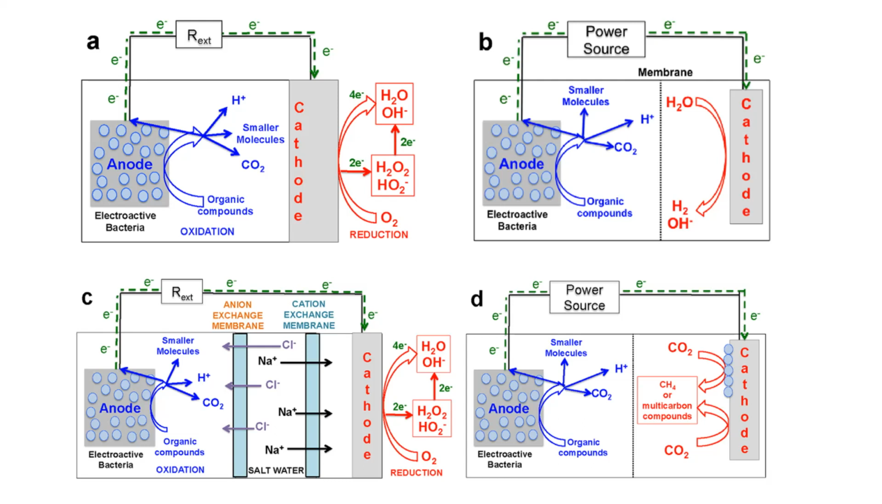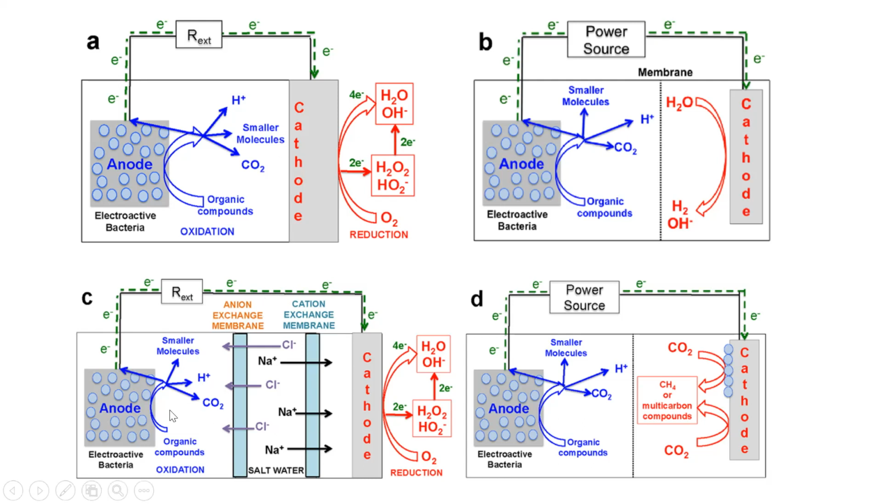We have a lot of kinds of configurations: one compartment, two compartments with a proton exchange membrane, without membrane, with an air cathode, without an air cathode. As you see in this schema, A is a normal microbial fuel cell with an air cathode. B is a microbial electrolysis cell, and C is a microbial desalination cell.